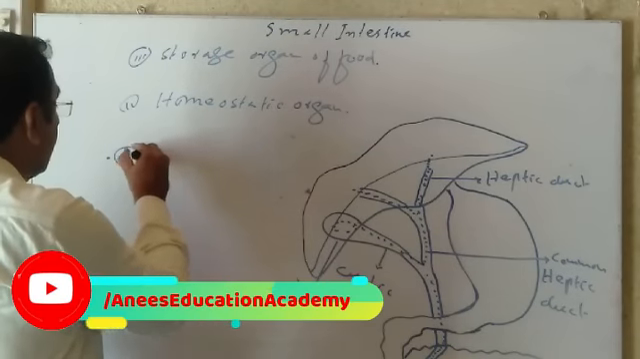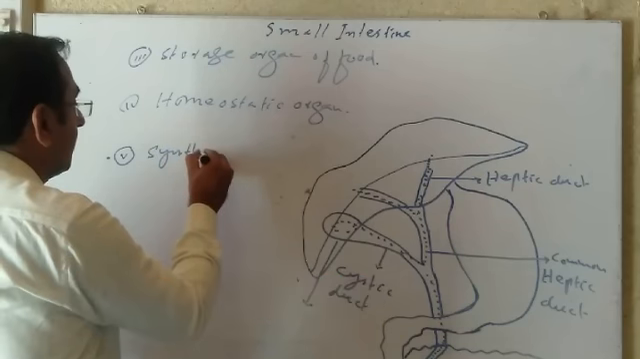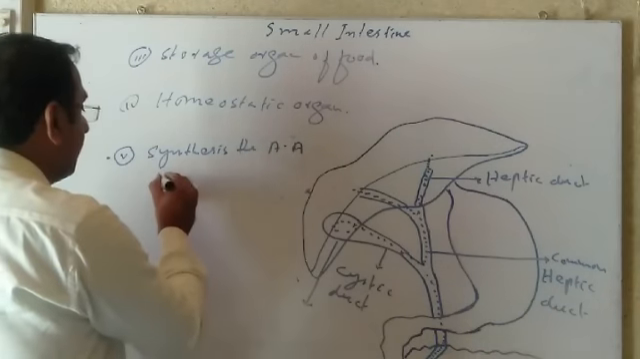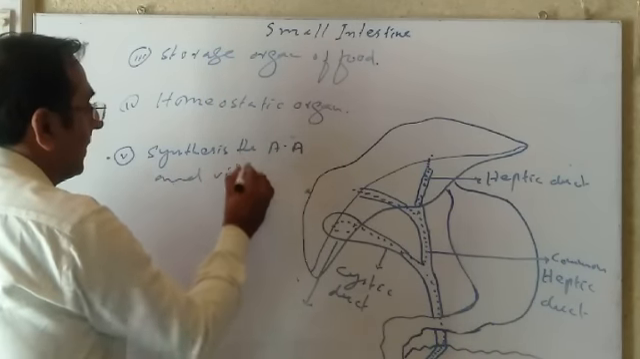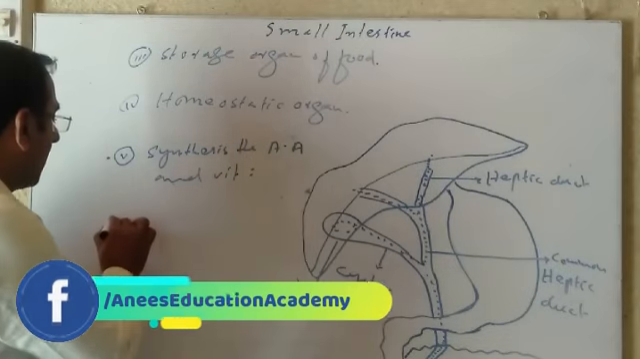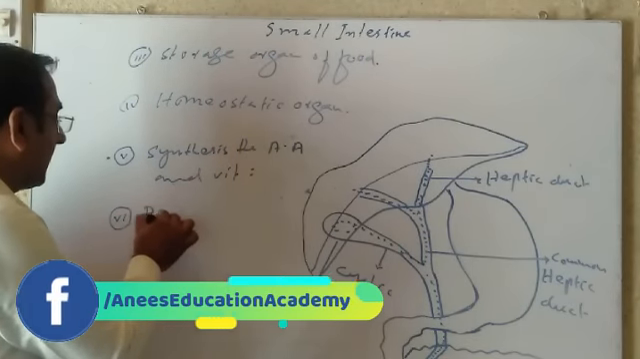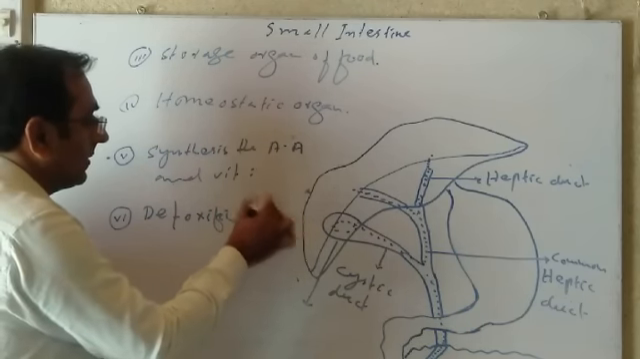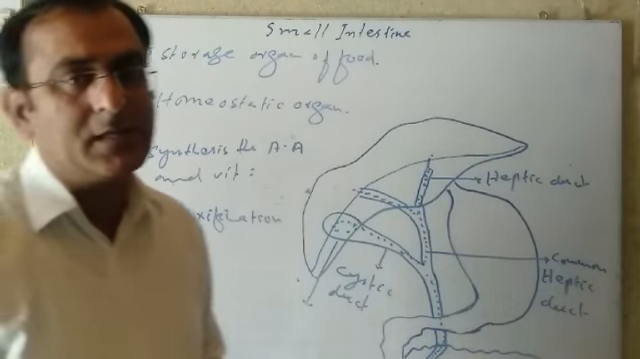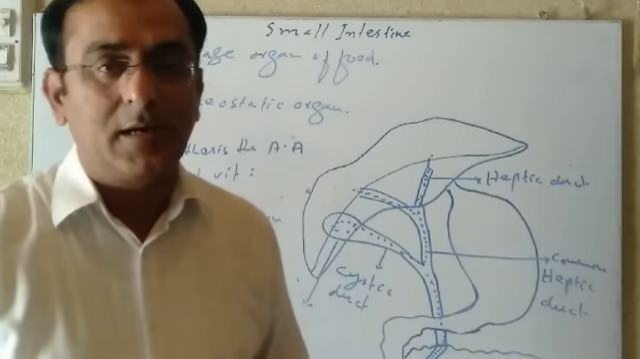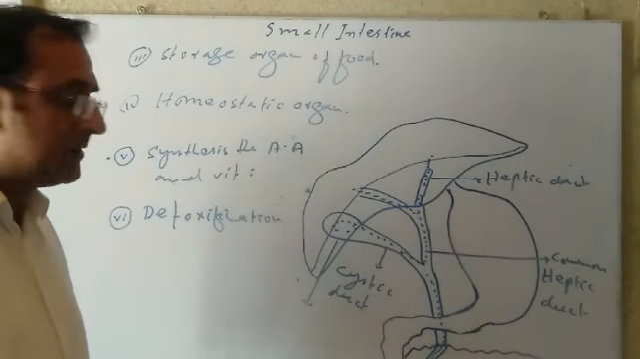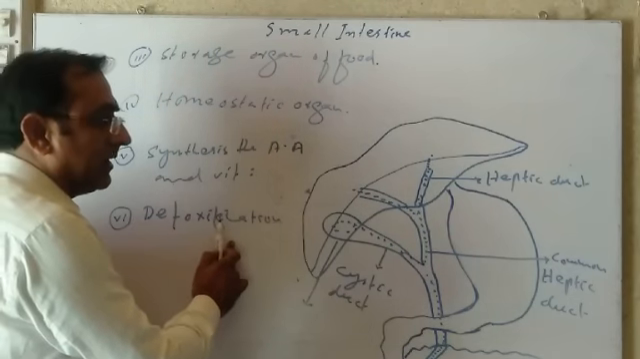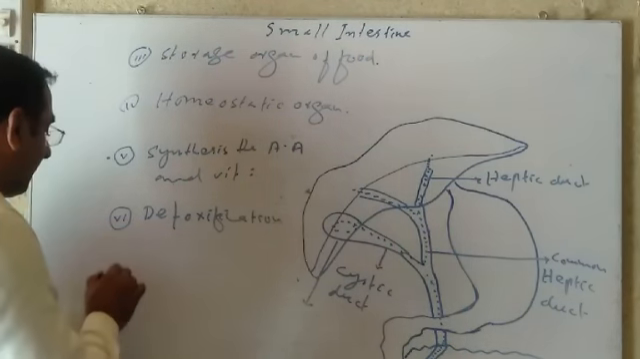Then the next function of liver: synthesis of amino acids and vitamins. Next, liver is the detoxification center, means poisonous or harmful substances are detoxified into harmless substances by the activity of liver, therefore known as the detoxification center.